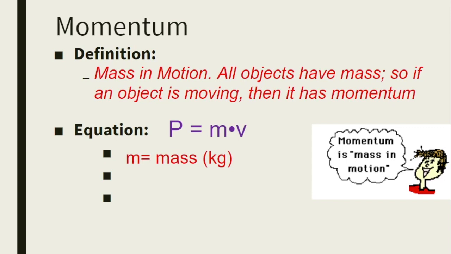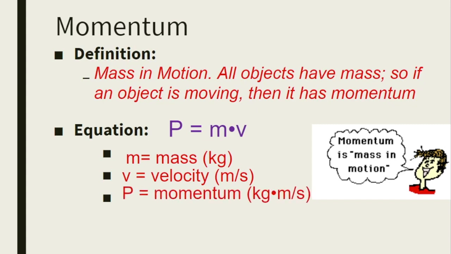So M is going to stand for mass, we know that. V is going to stand for velocity. And these things are still in their regular units, so mass is going to be kilograms, and velocity is going to be meters per second. And P, like we just said, is momentum. And the units of momentum, since it's just mass times velocity, is going to be the units of mass times velocity. So kilograms times meters per second.